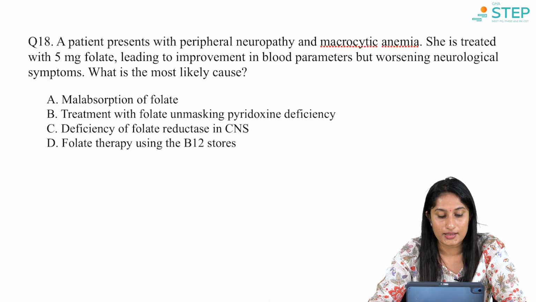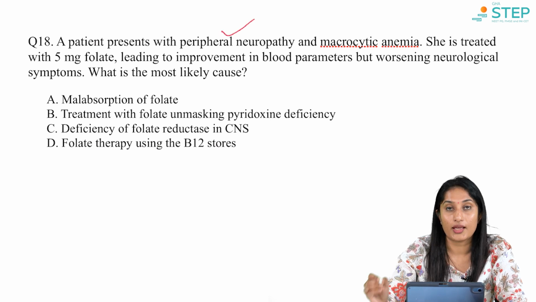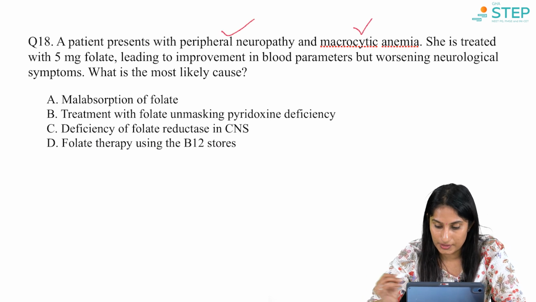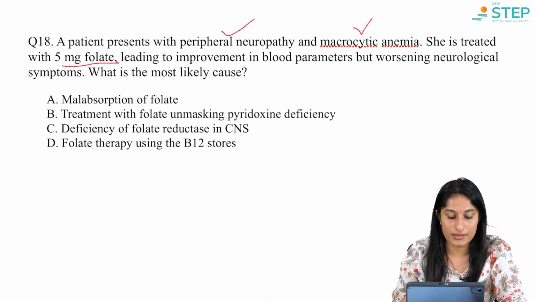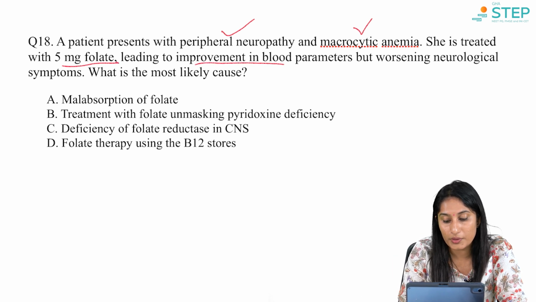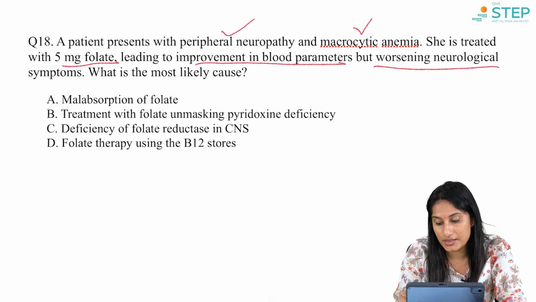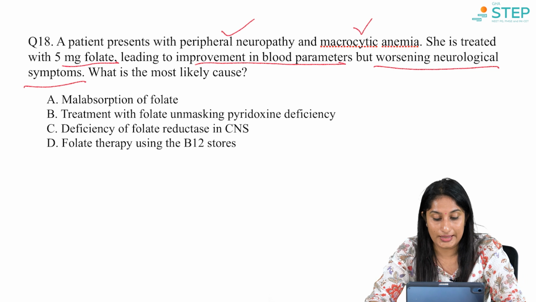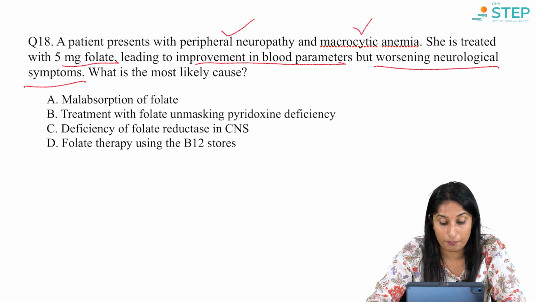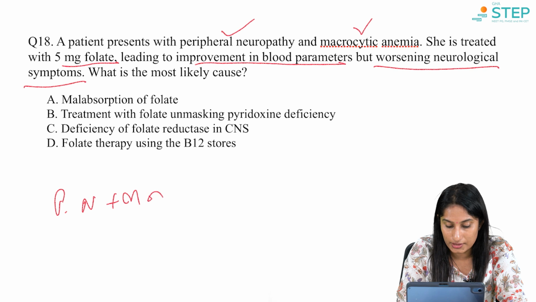Okay. Next, a patient presents with peripheral neuropathy, okay, and macrocytic anemia. She is treated with 5 milligrams of folate, leading to improvement in blood parameters. But what has this done? It has worsened the neurological symptoms. What is the most likely cause? So, the person is having peripheral neuropathy, okay, and macrocytic anemia.